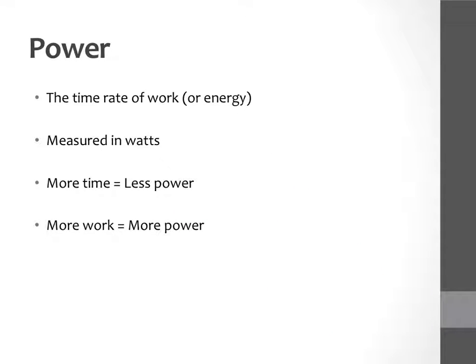Now let's get into power. Power is the time rate of work or energy. So our definition for power is equal to work over time. And this is measured in watts. That's our unit for power. You can abbreviate watts with W. And if you look at this equation here, power is equal to work over time. Time is in the denominator.